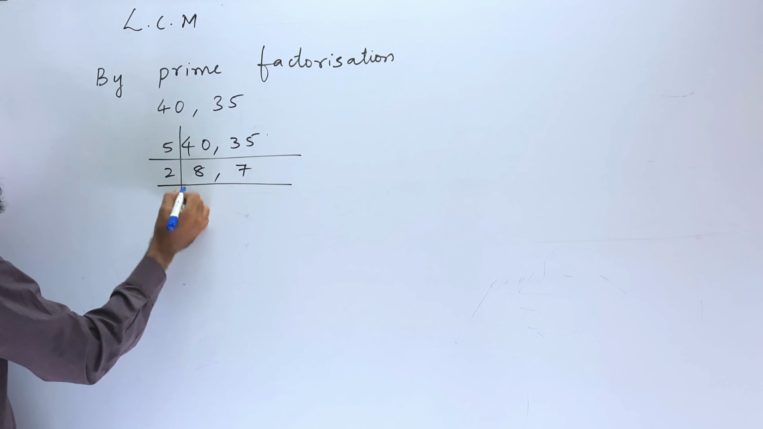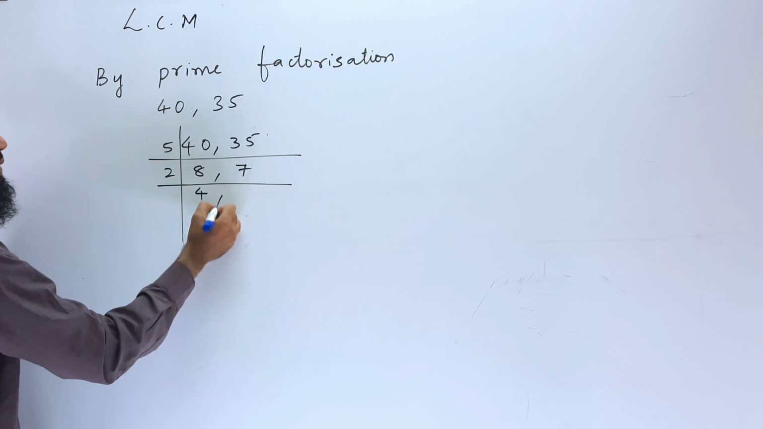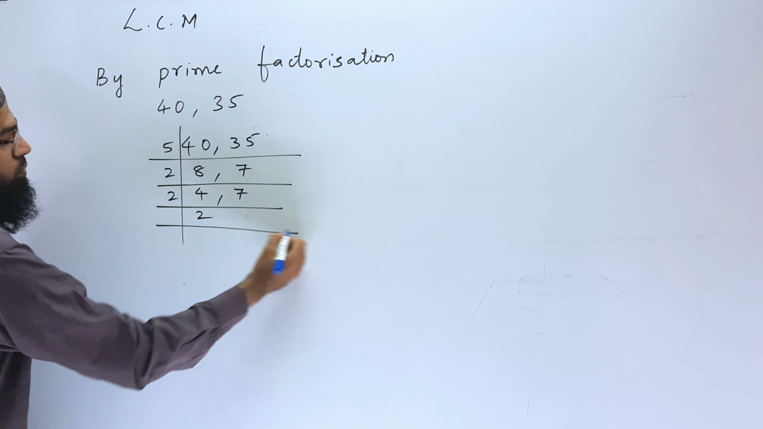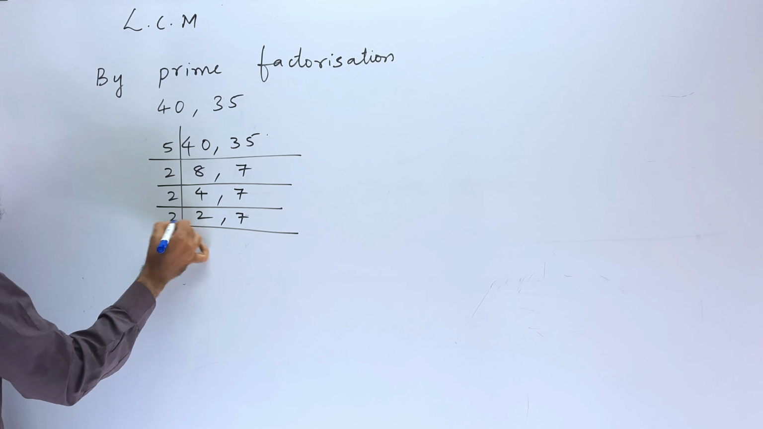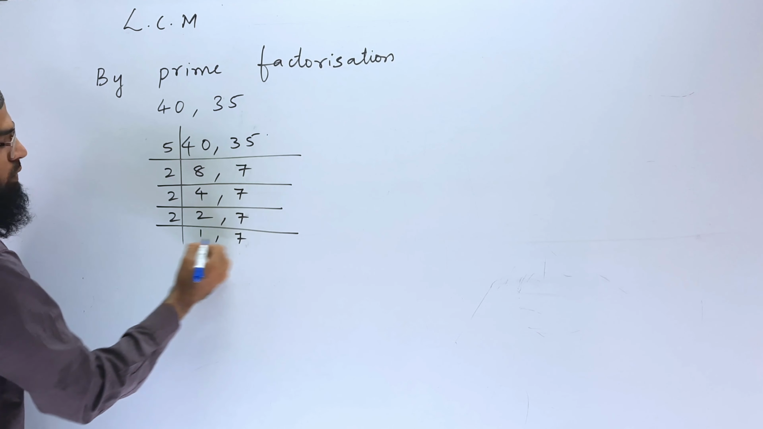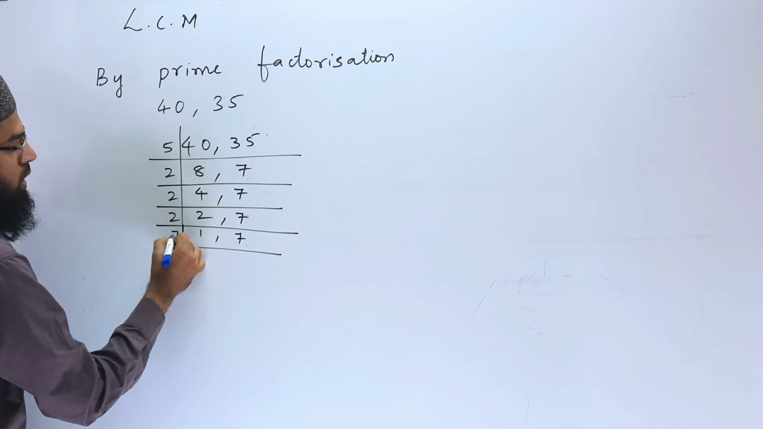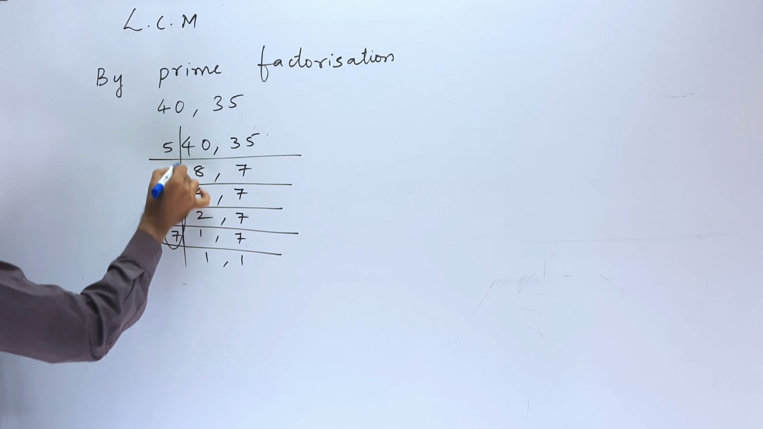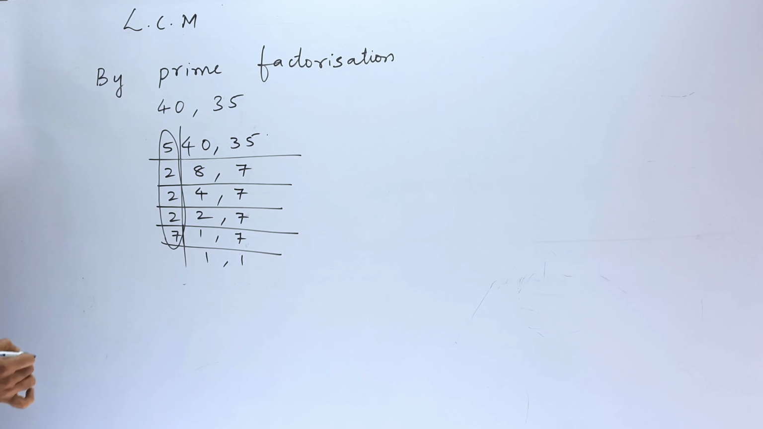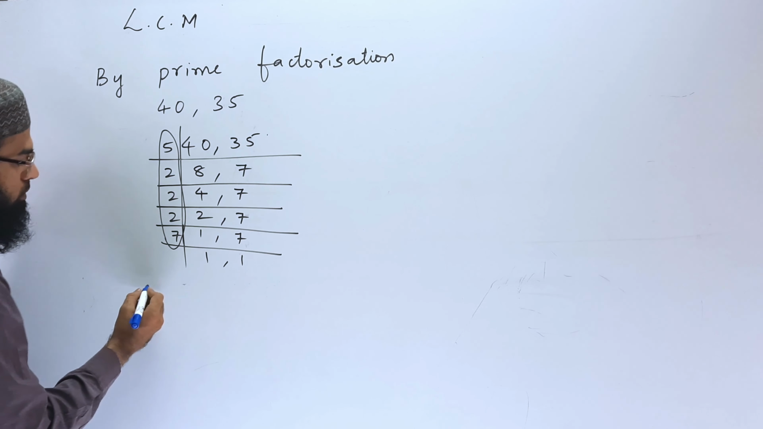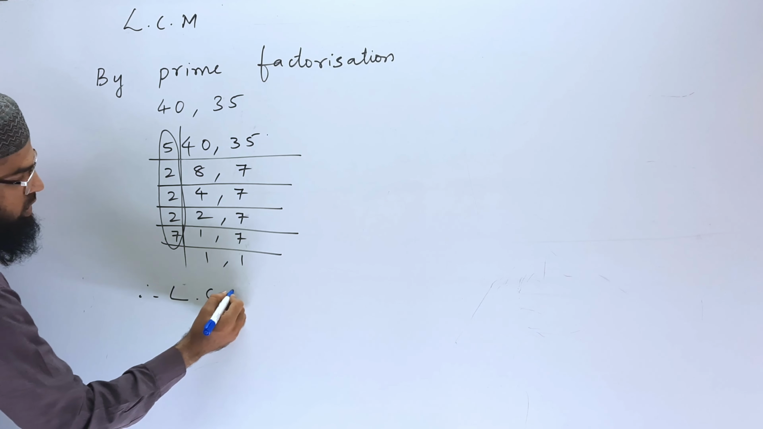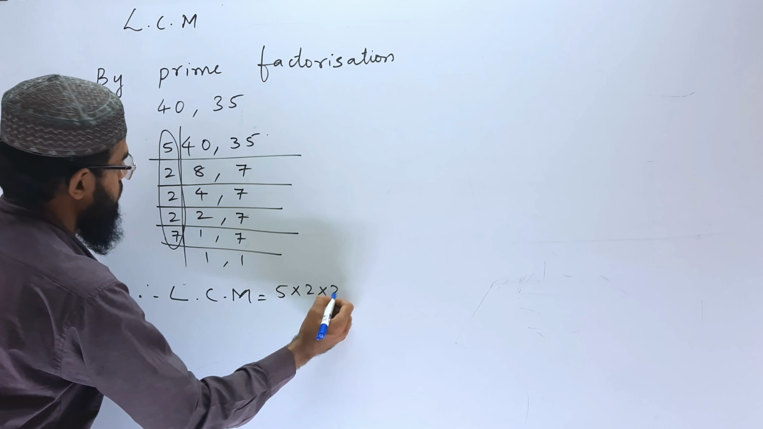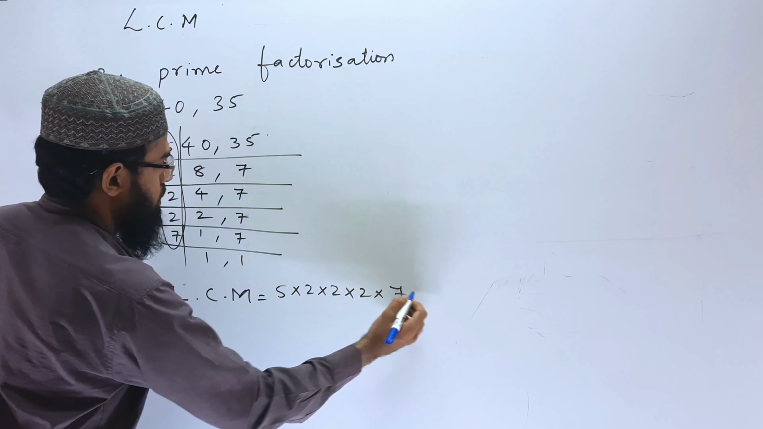Next, 2 4s are 8, 7. 2 2s are 4, 7 as it is. 2 1s are 2, 7. Next, 7 1s are 7. Next, we will multiply all of this to get the LCM. So therefore LCM is equal to 5 into 2 into 2 into 2 into 7.